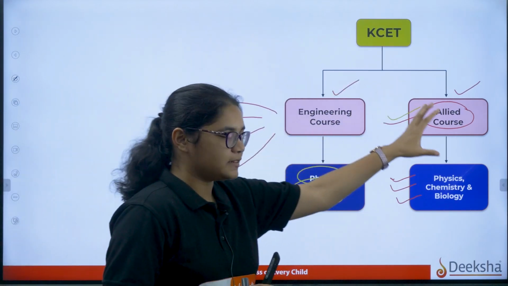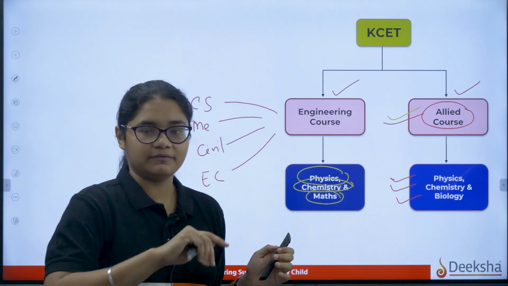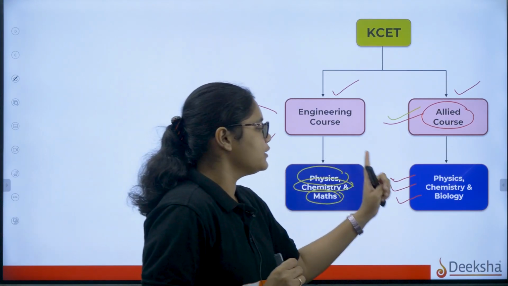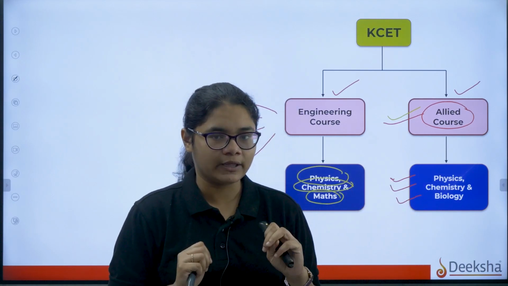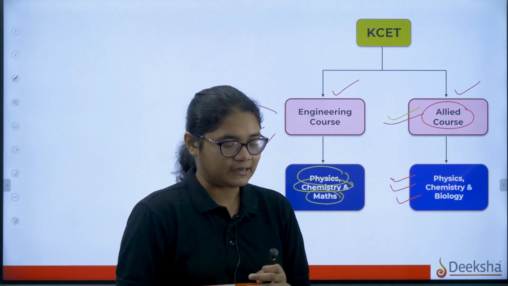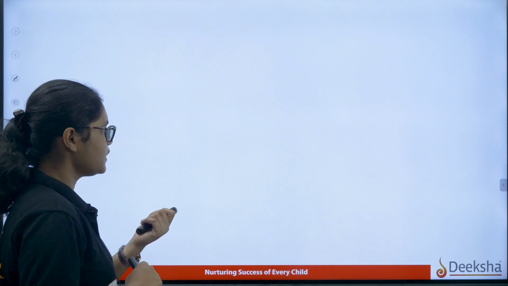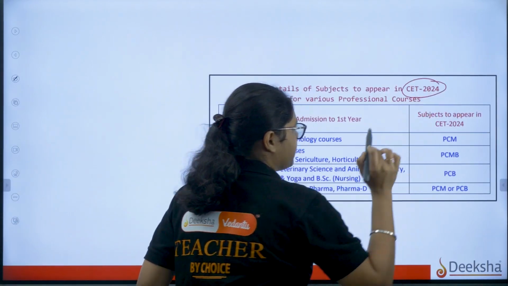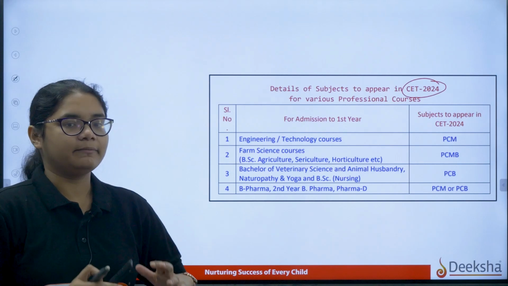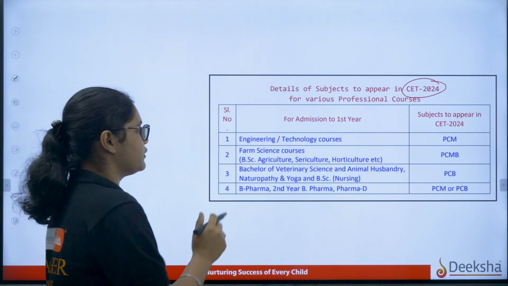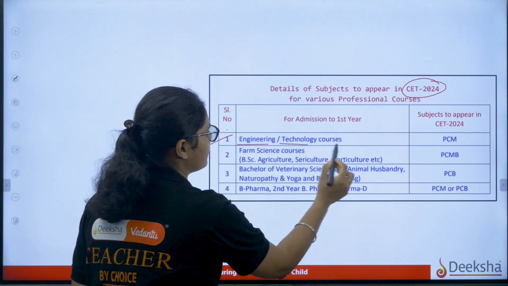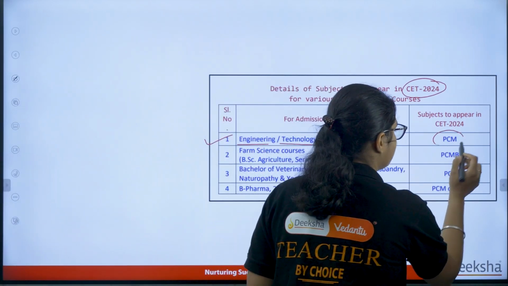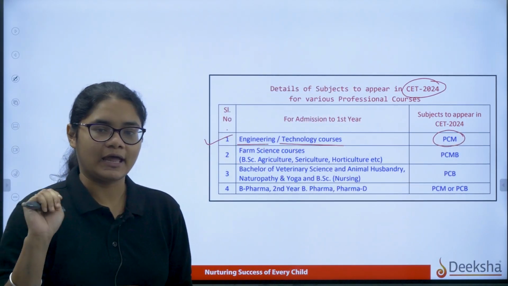If you want to study other courses, like we have discussed in the previous slide, so many courses apart from engineering, you have to write physics, chemistry and biology. We will understand this in detail in the next slide. This was taken from the 2024 information bulletin. It will remain the same for 2025 as well. If you want to study engineering and technology courses, you have to write exam for PCM, that is physics, chemistry and maths.